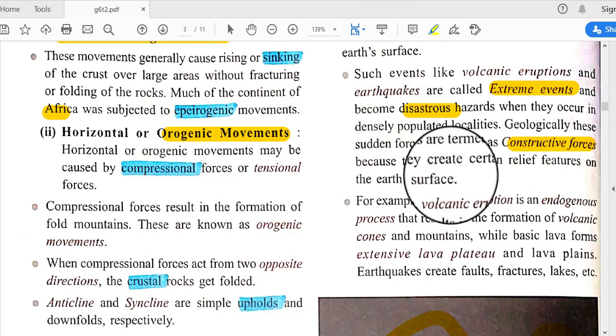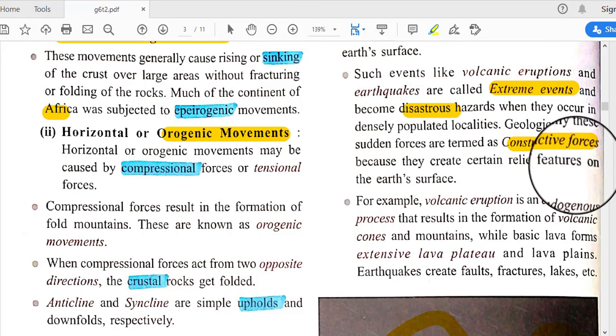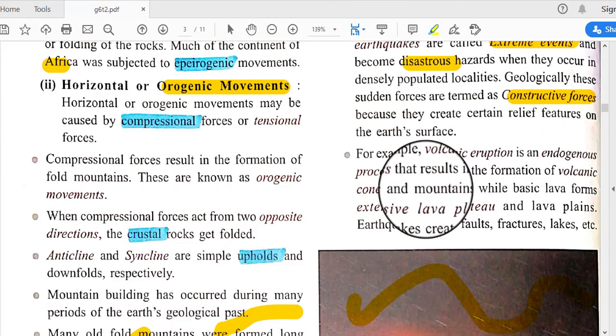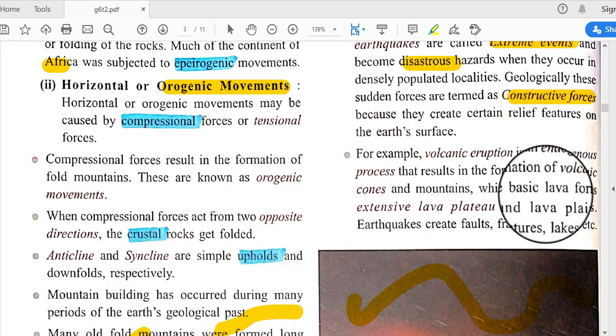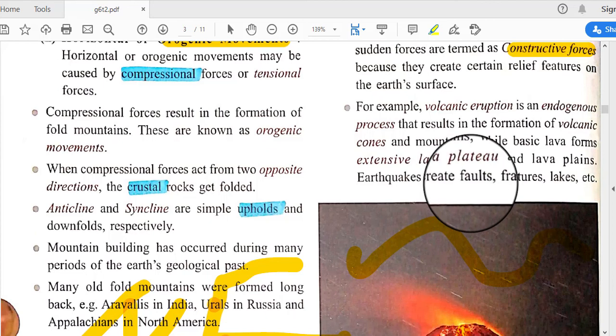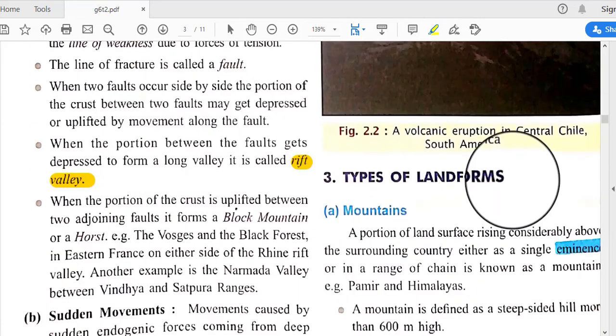So there are two types of forces, one destructive and another constructive, because sometimes construction happens, and sometimes due to these activities destruction occurs. For example, volcanic eruption is an endogenic process that results in the formation of volcanic cones and mountains. While basic lava forms extensive lava plateaus and lava plains, earthquakes create faults, fractures and lakes, etc. So they create these kinds of things.